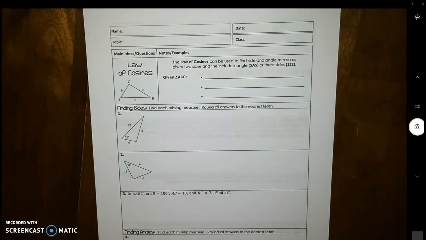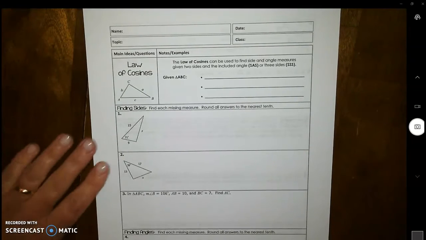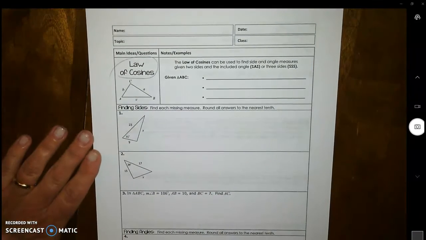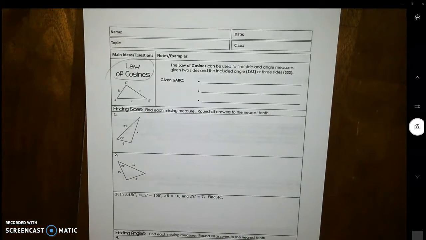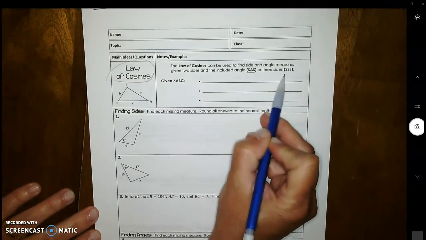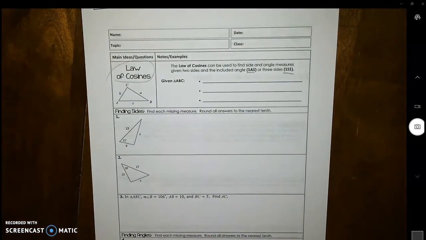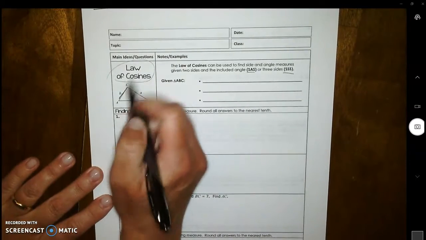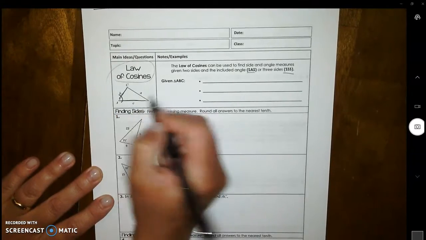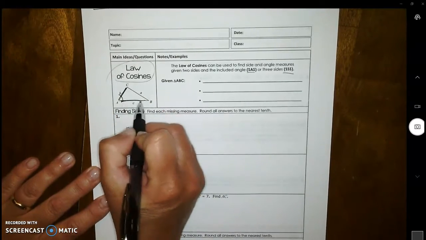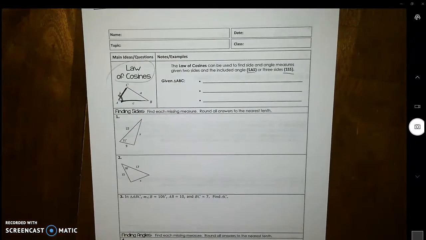Right, so today we're going to move on to what is called the law of cosines. You're going to use the law of cosines when you have SAS or side, side, side. Remember, SAS is side, angle, side, so that's when you have the two sides and the angle that is included, or the angle that is in between them.